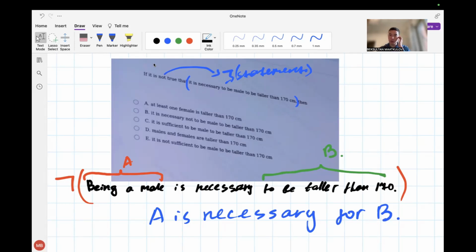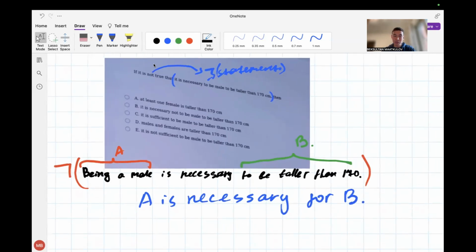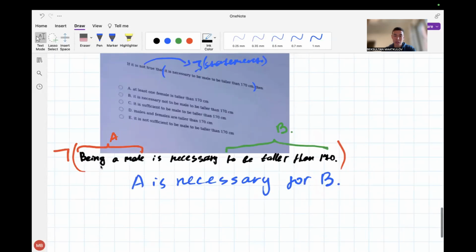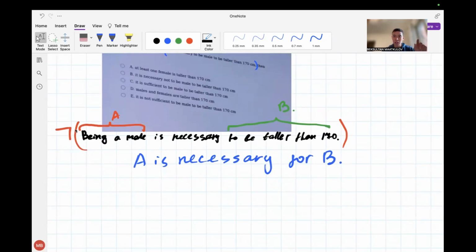Okay, we can start to solve this problem together. Actually, I really love this problem because it covers everything like what we've learned here. So here, this is our statement. Being a male is necessary to be taller than 170 centimeters. Basically, this is the same as this, right? And we know that we have to negate our statement. I'll write negation here.